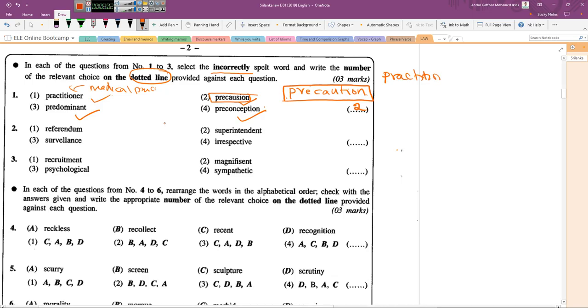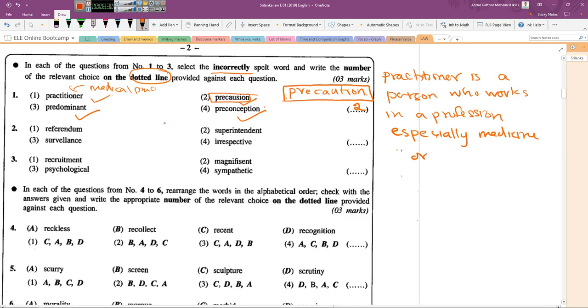Practitioner is a person who works in a profession. Especially medicine or law. That's why they have asked this question in the law college entrance examination paper, right? So if you are a person working as a lawyer, now you are a law practitioner, right?